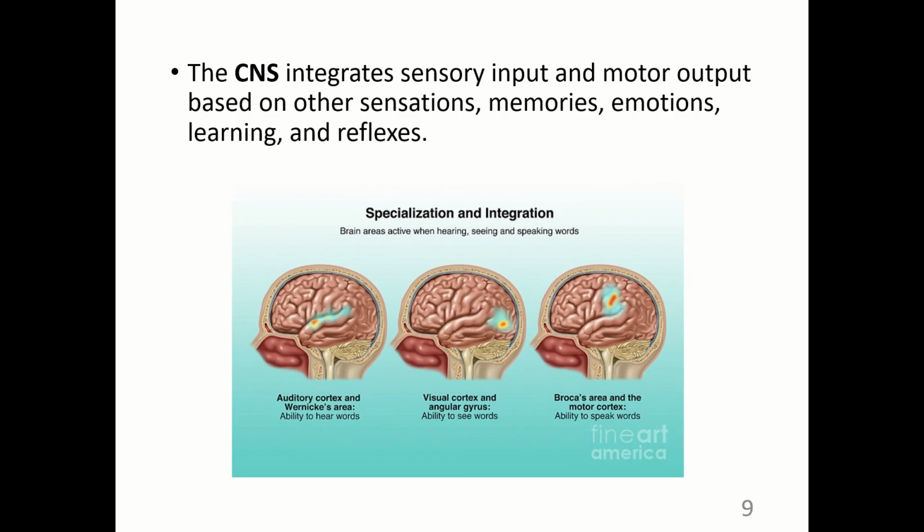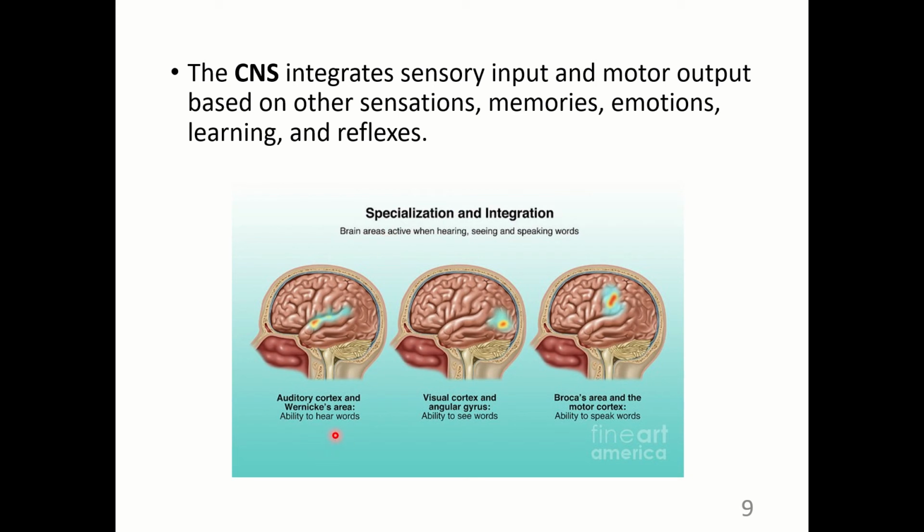The central nervous system integrates sensory input and motor output based on other sensations, memories, emotions, learning, and reflexes. This illustration shows an example of specialization and integration. We are going to see the brain areas that are active when hearing, seeing, and speaking words.